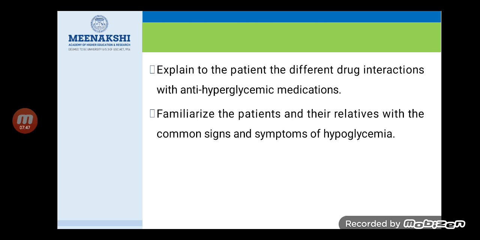Explain to the patient the different drug interactions with anti-hyperglycemic medication. Some drugs may interfere with the diabetic medications, like allopurinol, aspirin, probenecid, or warfarin. So if the patient is taking these medications for some other disorders, we have to ask the patient not to take these medications along with the diabetic medication. Next, we need to familiarize the patient and their relatives with the common signs and symptoms of hypoglycemia.